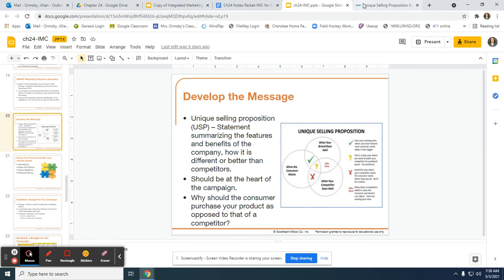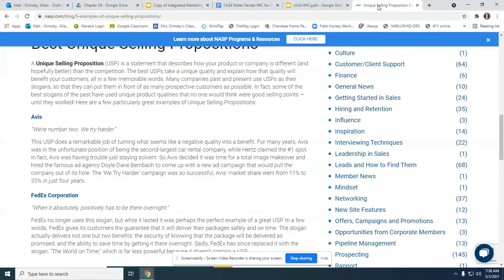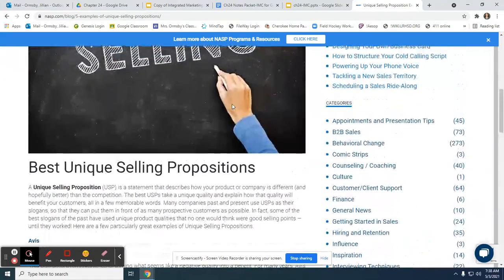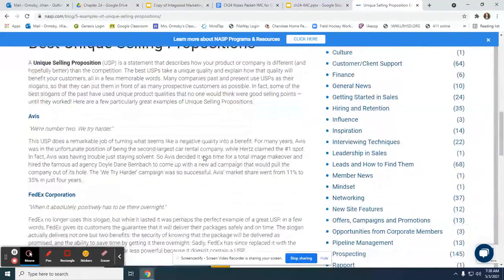So I have an article here I just want to show you. This isn't part of the notes, but it's just going to further explain and show some examples of unique selling propositions used by other companies. So, one really good unique selling proposition is Avis. So, Avis's slogan in a recent integrated marketing campaign was we're number two, we try harder.